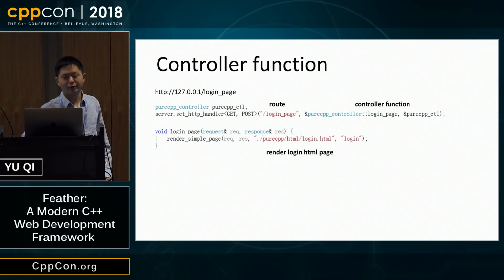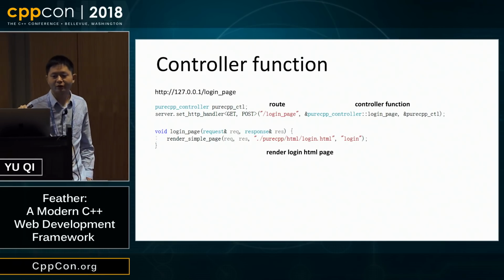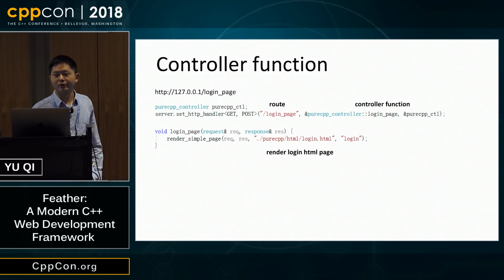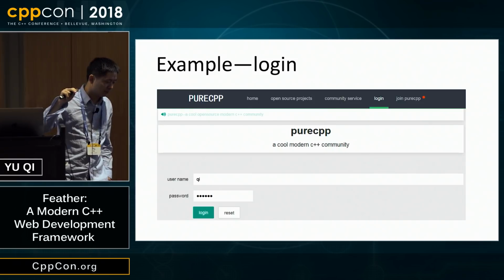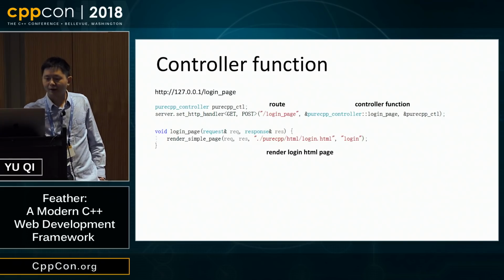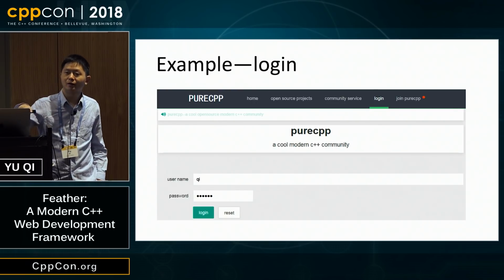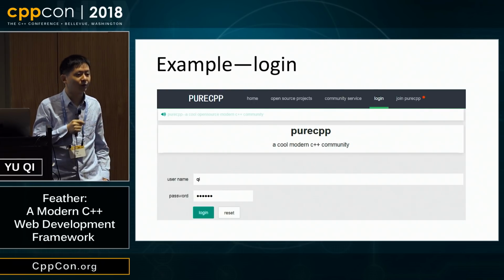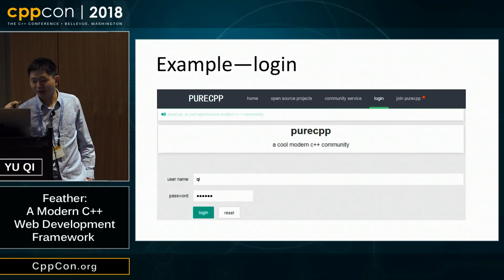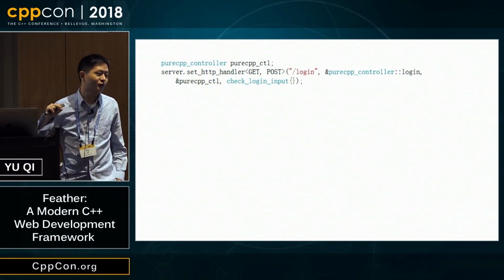After that, we need to write the controller function. It is a business function. This controller function just renders the login page to the client. After rendering the login page, we can see this login page, and now we need to submit, right? We need to log in.